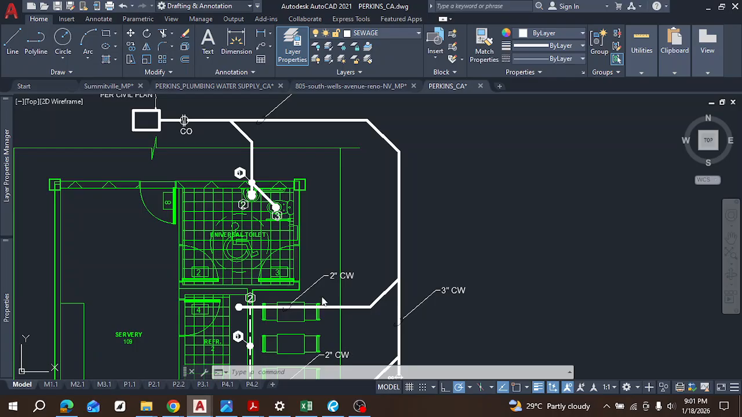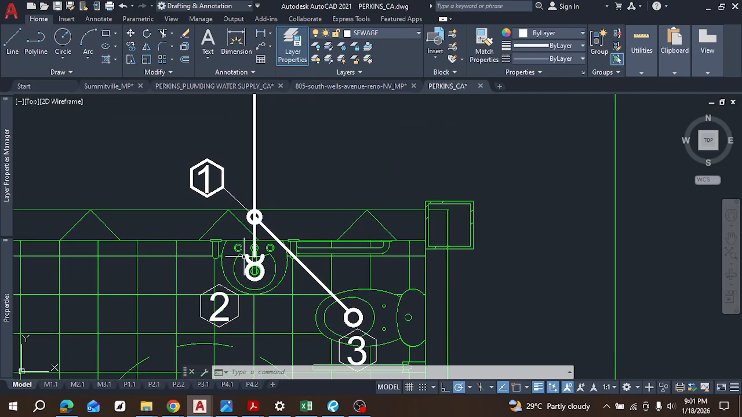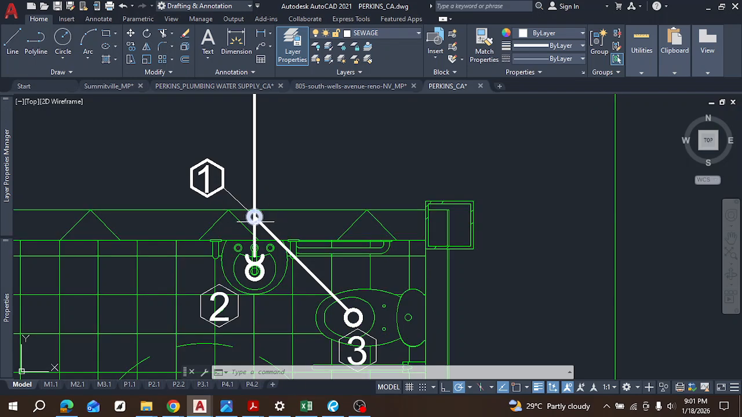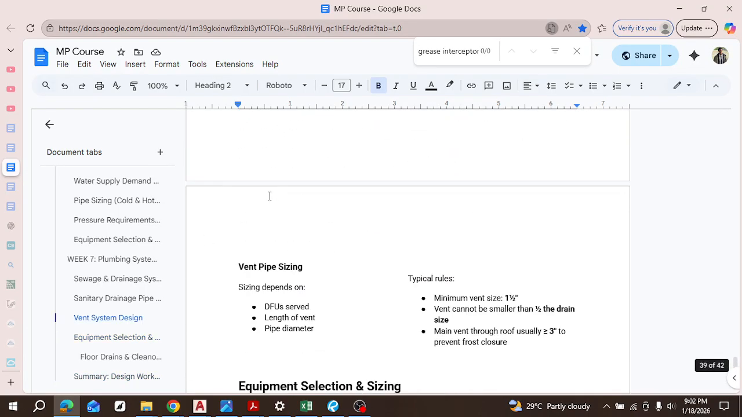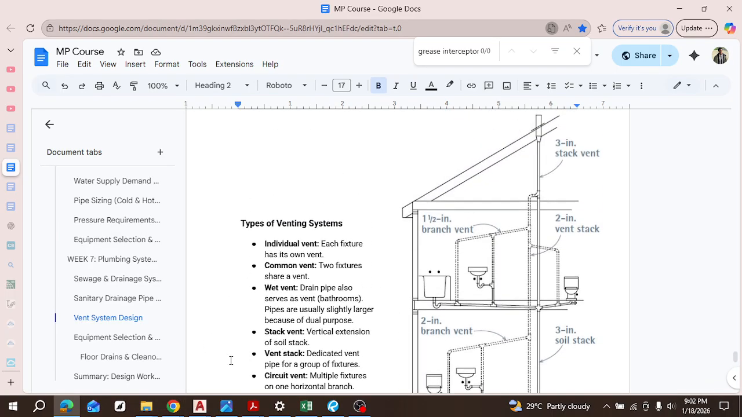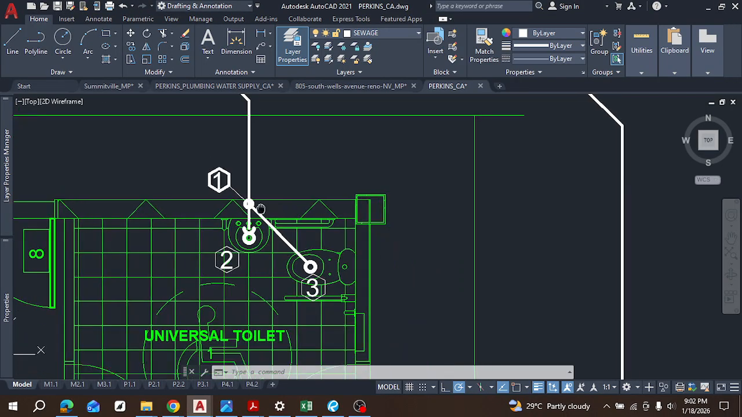It's going to be simple venting. Now I talked about how this is going to be a shared vent. There's a name I called it. It's not a shared vent. Yeah, a common vent. That's going to be a common vent, and it's also going to have a vent stack. We'll talk about that shortly. So yes, it's going to be a common vent.